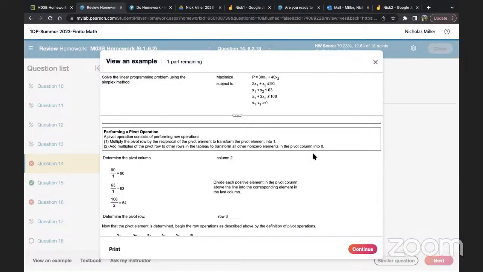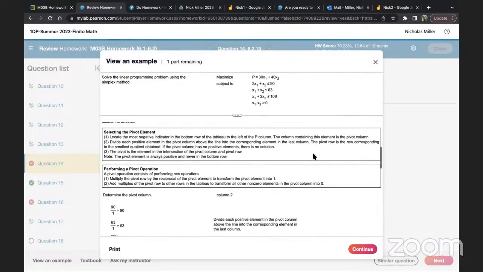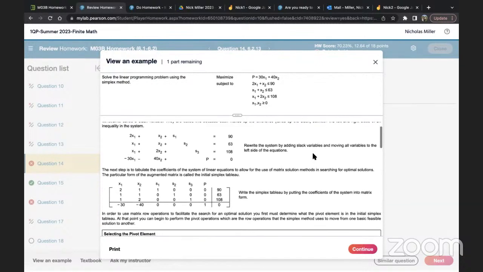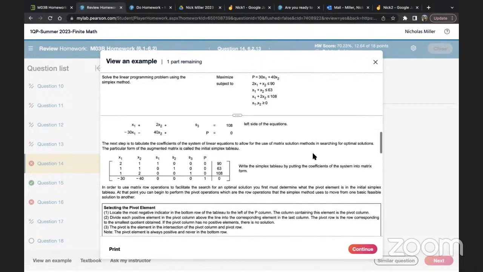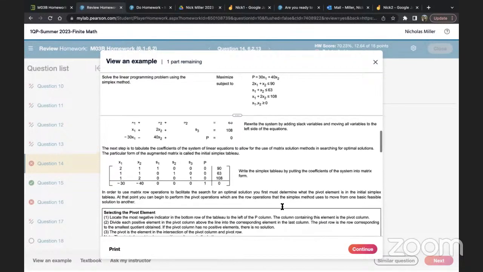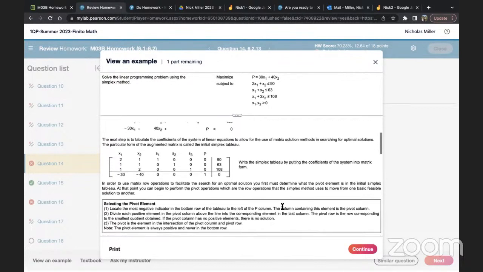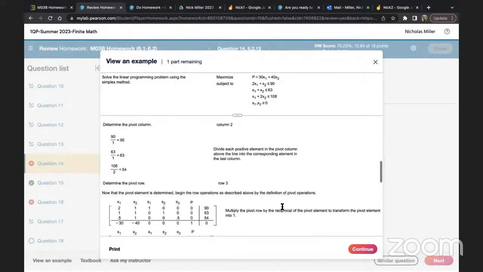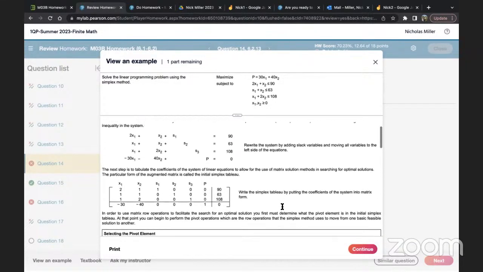So let's go back, scroll up to that second step, so we can see that. So why is it 90? Okay, so they're taking 90. So kind of hard because, yeah, they're taking the value to the right. Divide each positive element in the pivot column above the line with the corresponding element in the last column. Okay, so we're dividing that. So do you see that? Hold on, go back up there. I got to read that again.